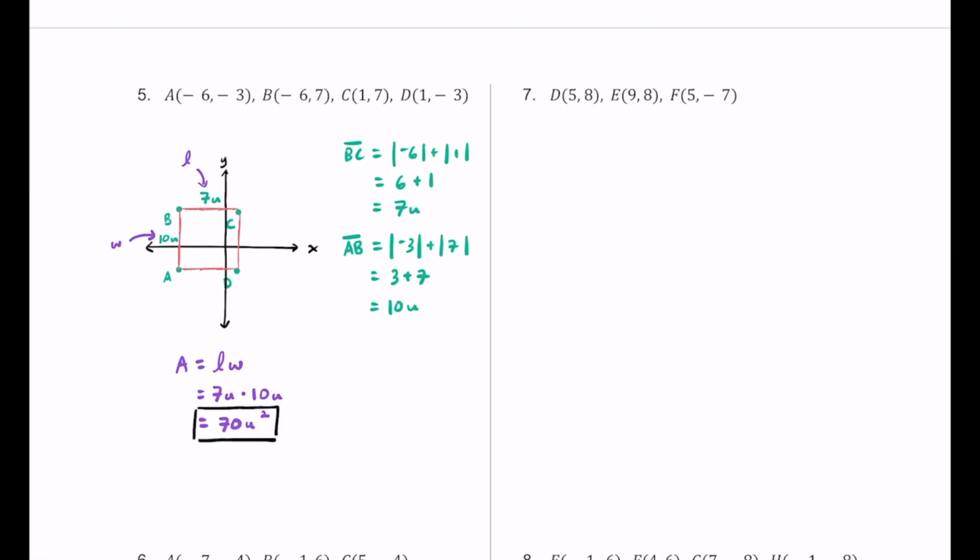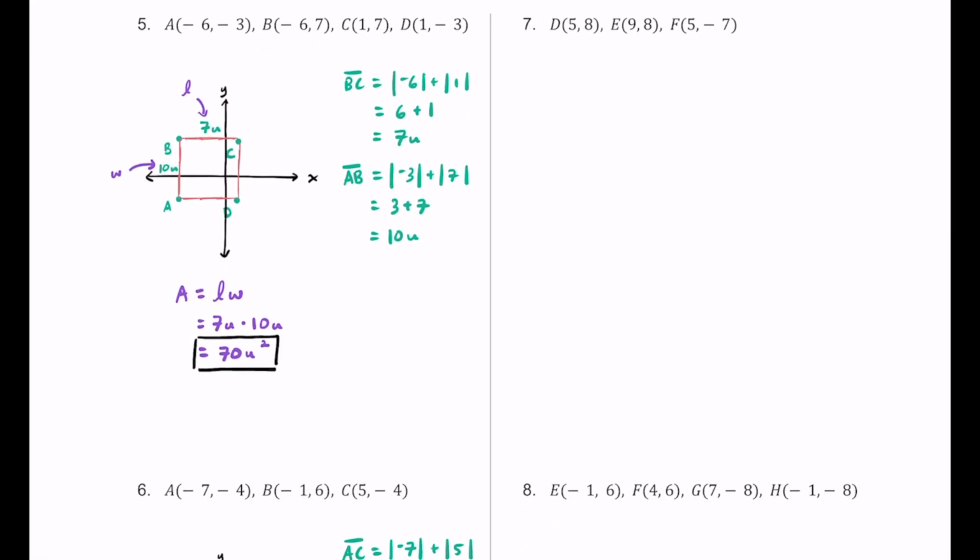All right, for number 7, looks like we have 3 points here, so let's go ahead and create 3 dots. I'm going to call each of these D, and then E, and then F. All right, plotting this on a coordinate plane, we have D, which is going to be 5 to the right and then 8 units up. Maybe an estimate would be there.